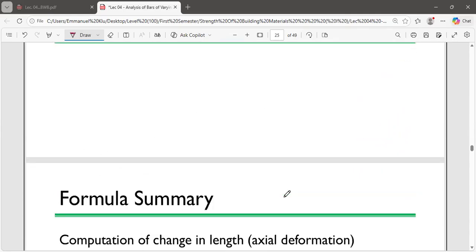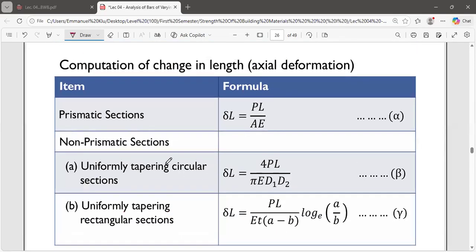All right. So let me quickly talk about this and let's proceed. At the end of the day, prismatic section, we spoke about this in lecture 3.